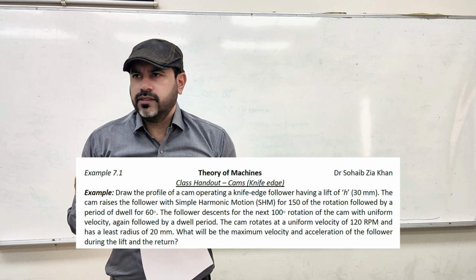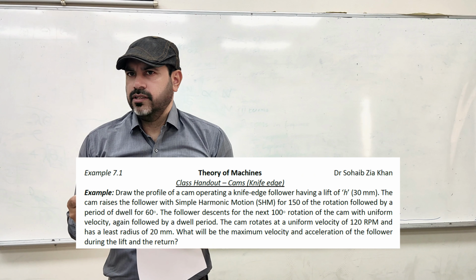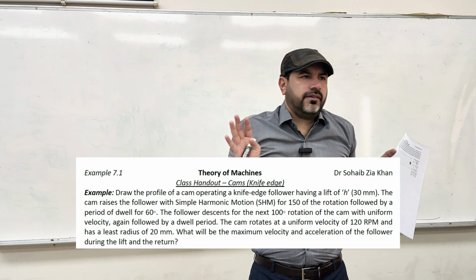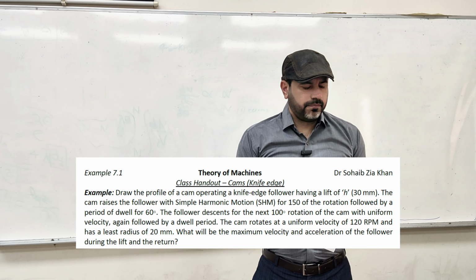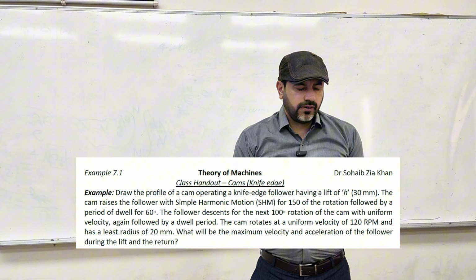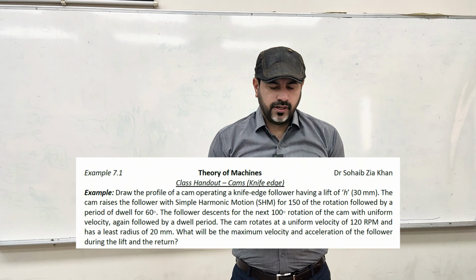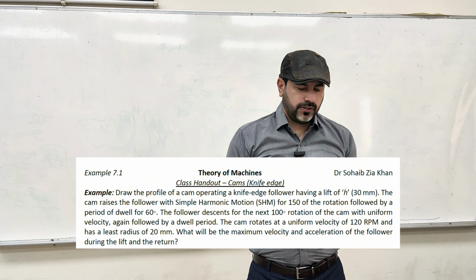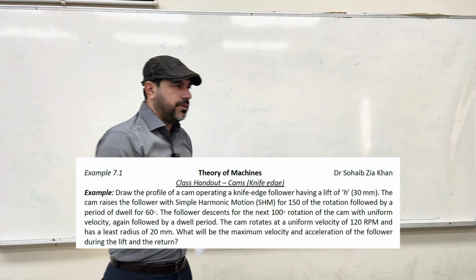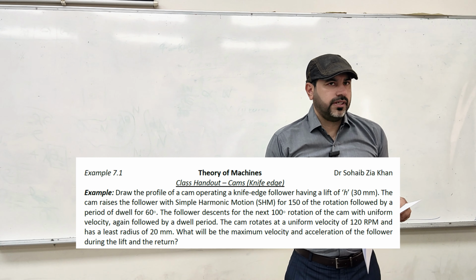Because we are going to draw a radial cam, the radius is not going to change during dwell; the follower will stay there, not moving up, not going down. The follower then descends for the next 100 degrees of cam rotation with uniform velocity. So one was simple harmonic motion and the other was uniform velocity.